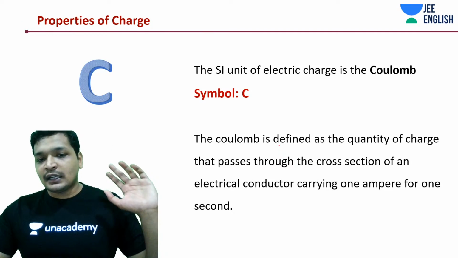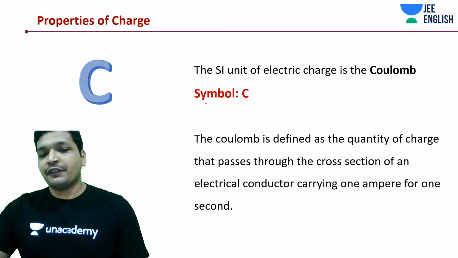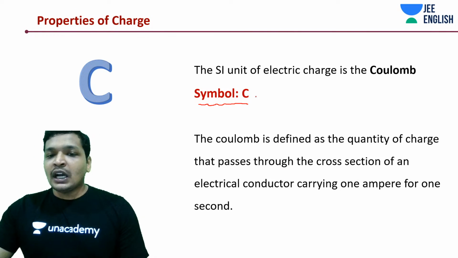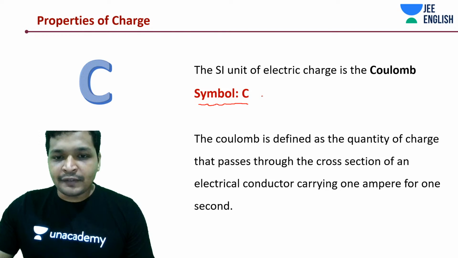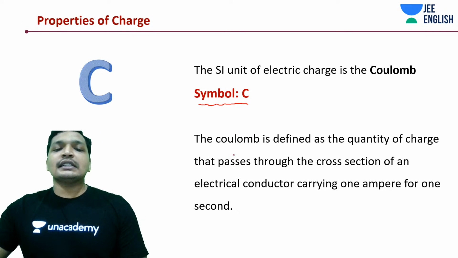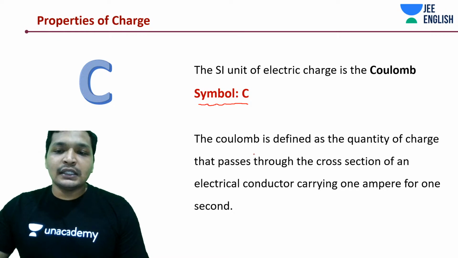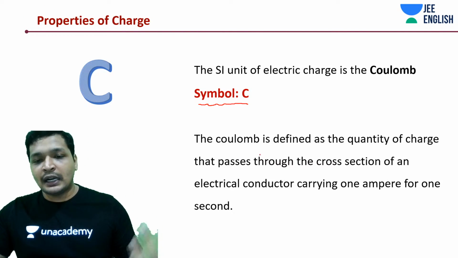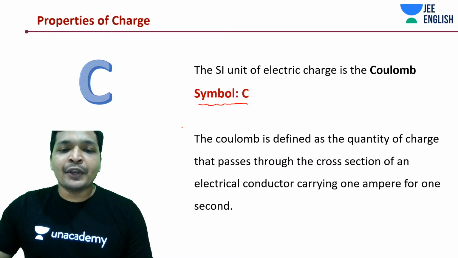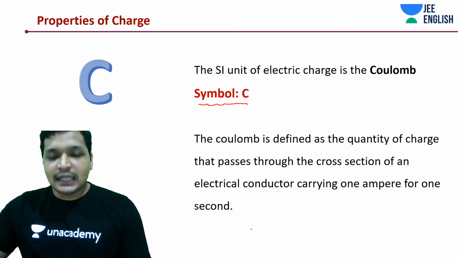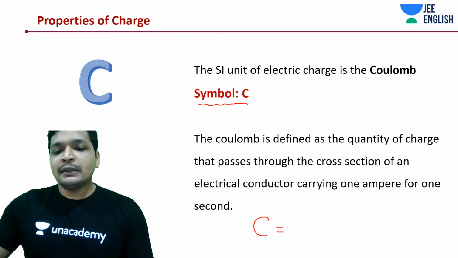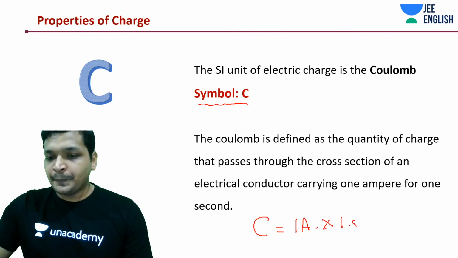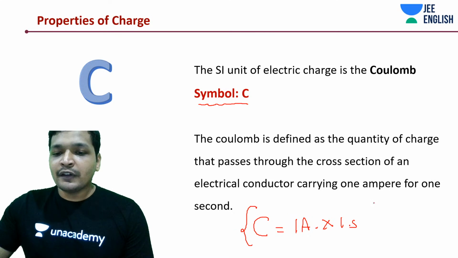What do I mean by that? Do attend the units and dimensions classes if you have. I think it will come up in the first lecture itself, I guess. So charge is not a fundamental quantity, it's a derived quantity. Hence we say that the coulomb is basically the quantity of charge that passes through a cross section of a conductor carrying 1 ampere of current for 1 second. So coulomb would typically be written as 1 ampere into 1 second. Okay, that is how you would define the coulomb.